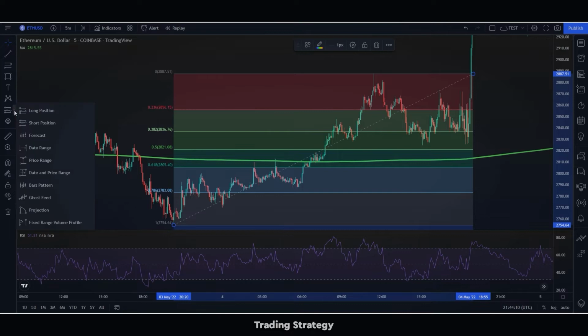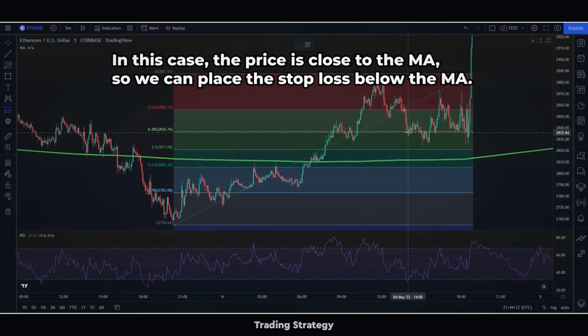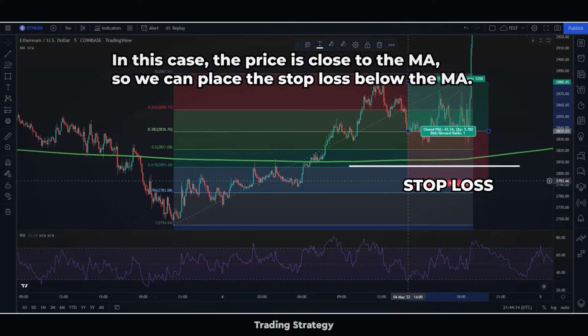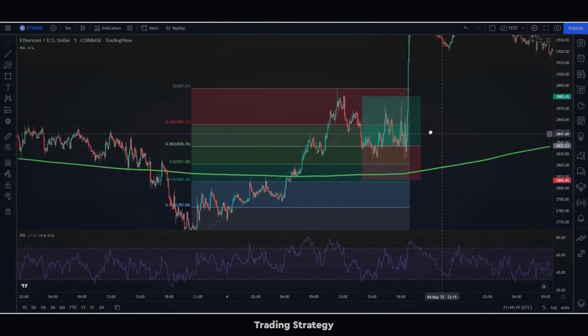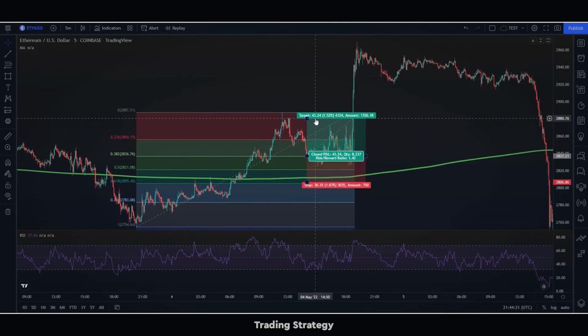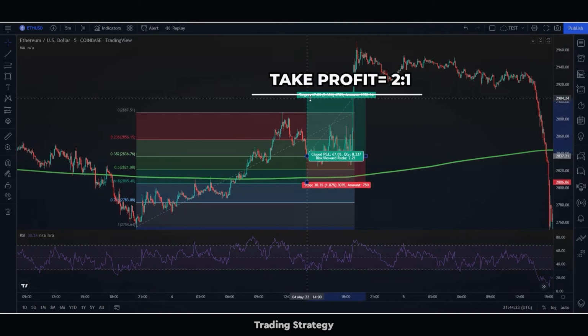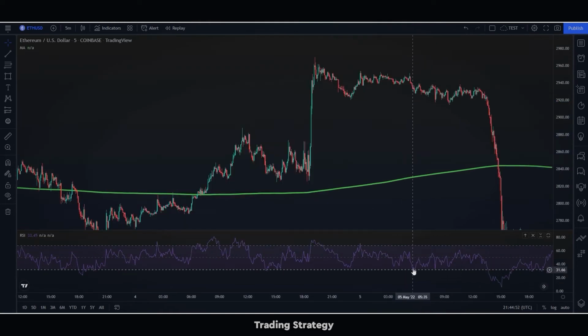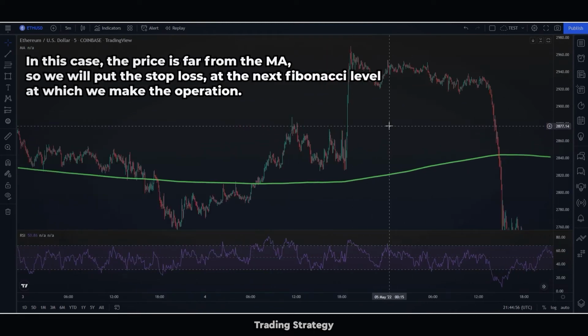In case the price is close to the moving average, we will place the stop loss below it, and the take profit in a risk-benefit ratio of 2 to 1. That is, twice our stop loss. In case the price is far from the moving average, we will place our stop loss below the next Fibonacci level, also with a risk-benefit ratio of 2 to 1.